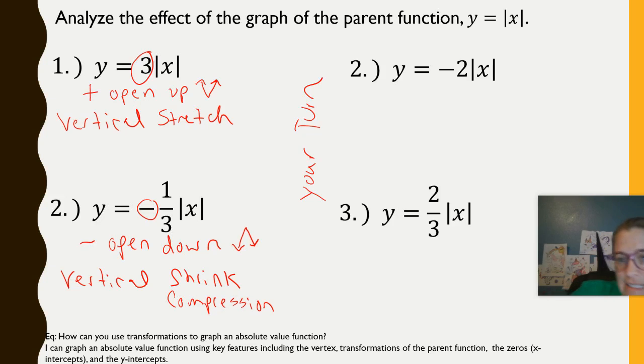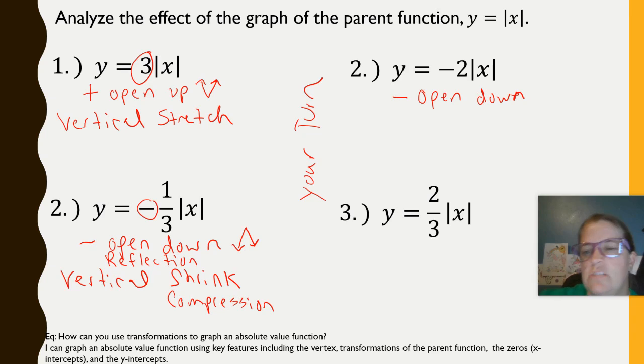All right, so since this is a negative number, we know it's going to open down. So that means it's a reflection. I guess I should have put that there as well. I know I said open down, it's going to be a reflection. You can just put open down, that's fine. It's going to be a reflection.